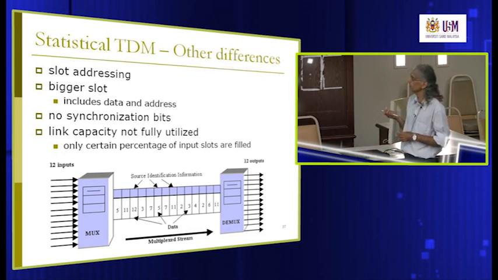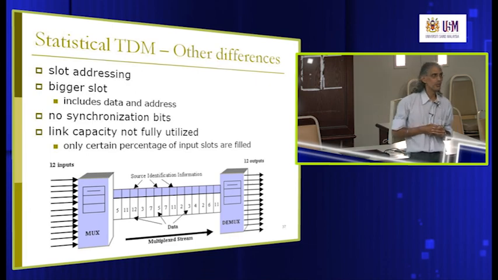And same thing also, the link capacity might not be fully utilized. Only a certain percentage of input slots will be filled. So in this case, for statistical TDM, we are sending data together with the address: data, address, data, address, data, address. So our frame will be much, much larger compared to the synchronous TDM. Okay, that's it then.